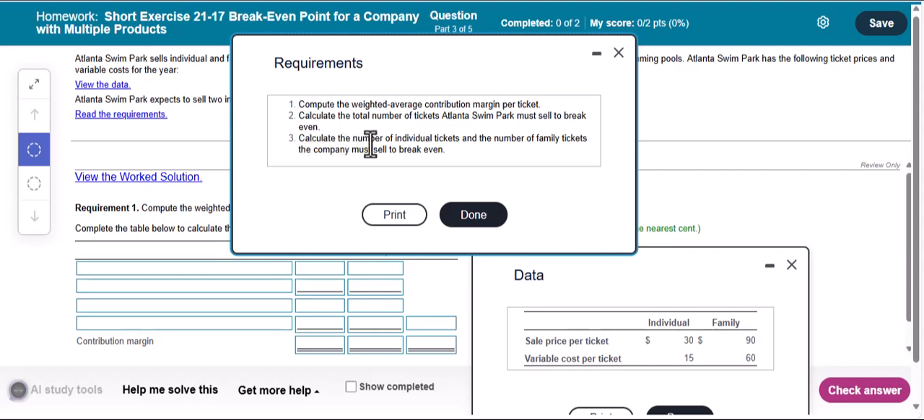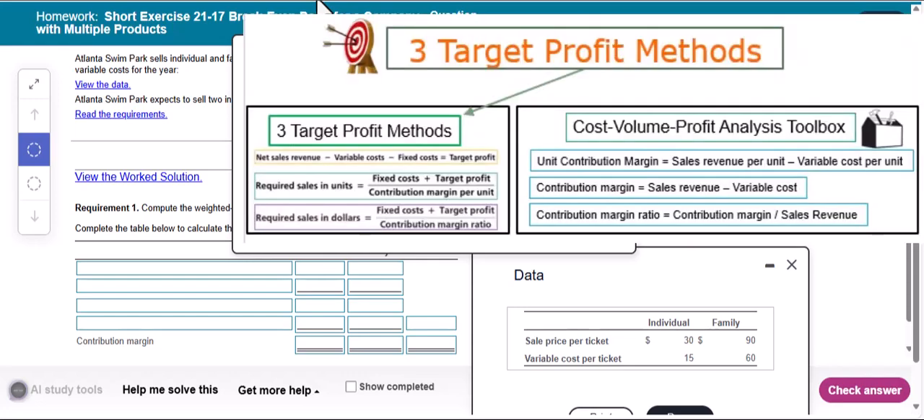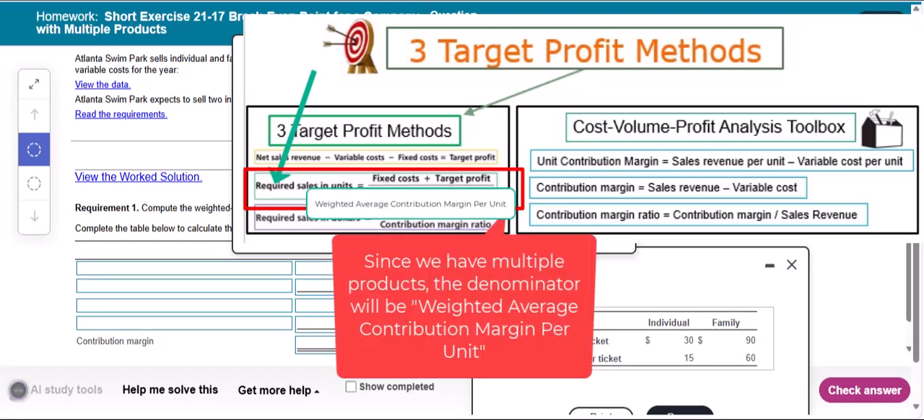And then calculate the number of individual tickets and the number of family tickets the company must sell to break even. That break-even analysis is basically just a target profit of 0. Normally we'd use this formula: required sales in units equals fixed costs plus target profit divided by contribution margin per unit. But this time, since we have more than one product, the denominator is going to be the weighted average contribution margin per unit.